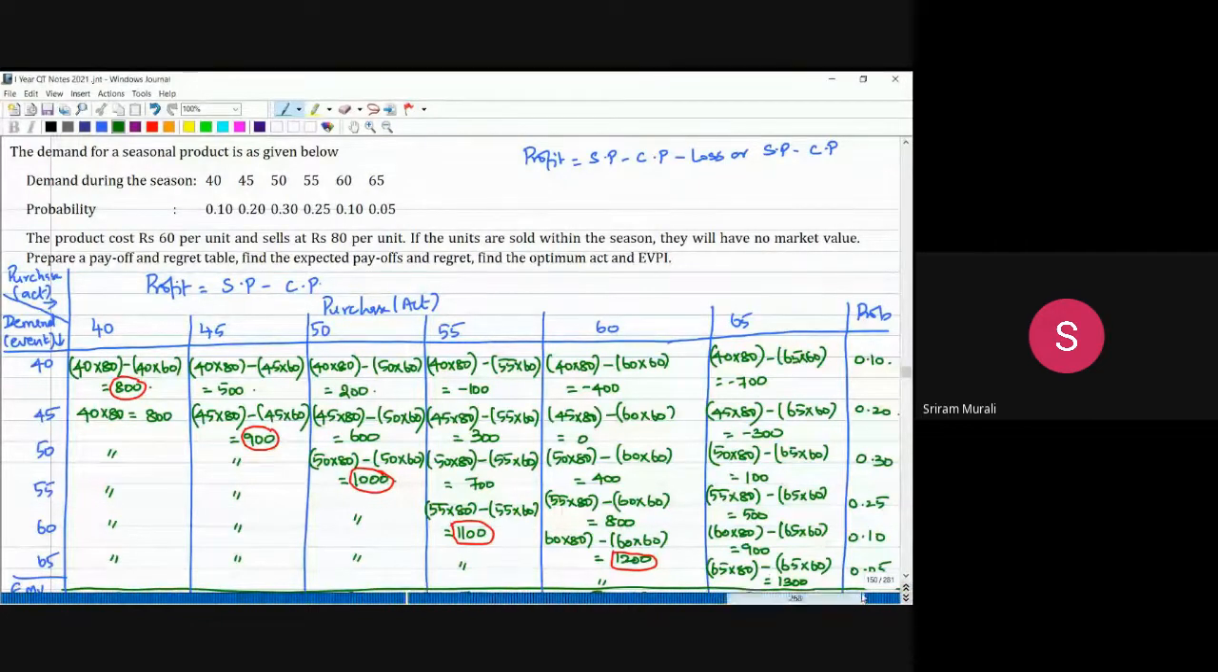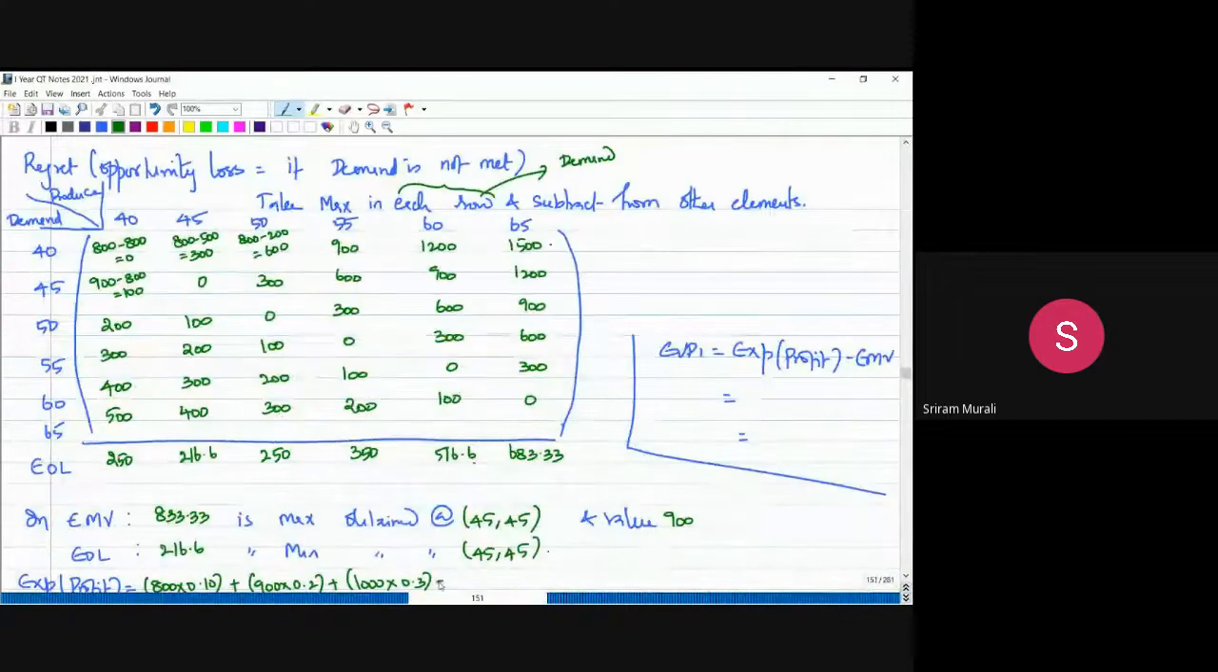I mean this one, maximum. Then 1100 into 0.25 plus 1200 into 0.1 plus 1300 into 0.05, that is equal to 1020. This is my expected profit. So in 1020, I should subtract this EMV, that is 83.33. So this is the expected value of perfect information.